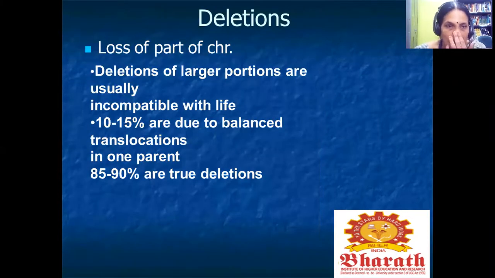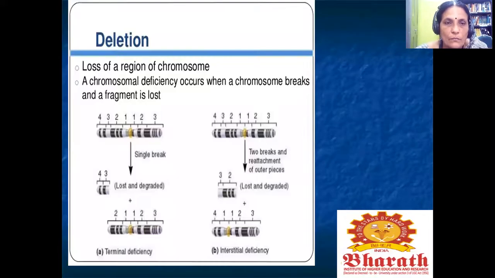Next, let's see deletion, which is a loss of part of a chromosome. Deletion of large portions is usually incompatible with life. 10 to 15% are due to balanced translocation in one parent, and 85 to 90% are true translocation. You see the deletion, the loss of a region of a chromosome. A chromosomal deficiency occurs when a chromosome breaks and a fragment is lost.